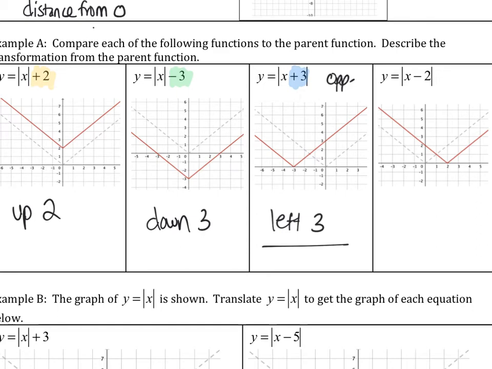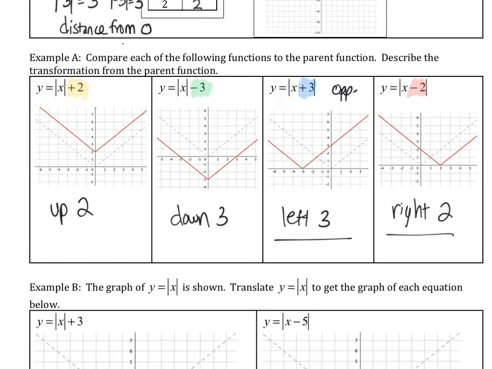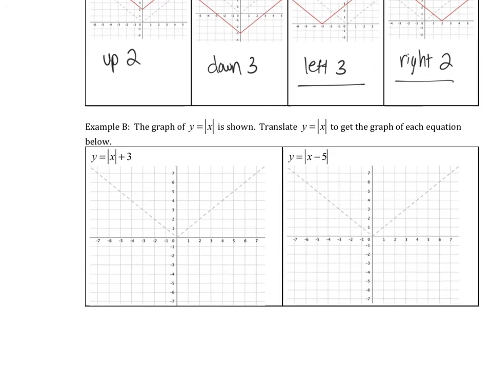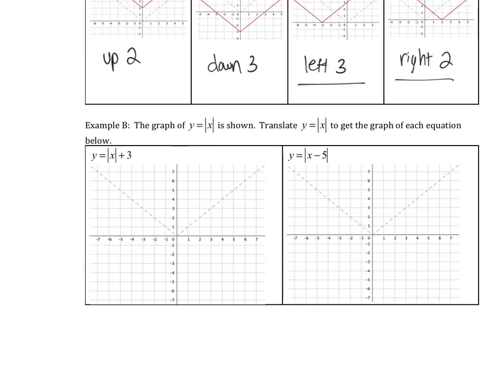Okay, and then notice the last picture of the graph. There is a -2 on the inside of the absolute value, and if you look at the graph, we in fact moved right 2. So the -2 on the inside of the absolute value means right 2. Okay, so these are all the translations of absolute value functions and absolute value graphs.